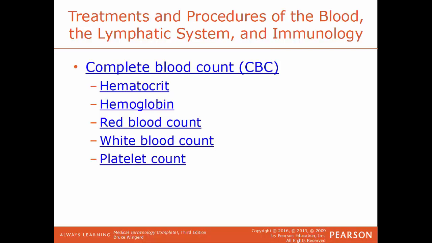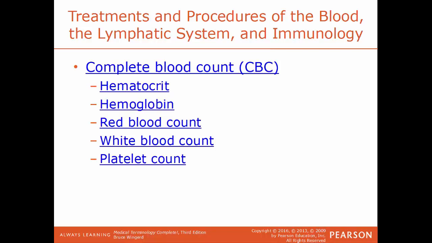Hematocrit. This is a blood test that checks for the ratio of the volume of the red blood cells to that of the total blood volume. So normally red blood cells should be about 45% of the blood. When that number goes higher or lower, that indicates something is wrong. Hemoglobin, that is a special pigment that's found in red blood cells. It's what enables the red blood cells to carry oxygen to various cells in the body.